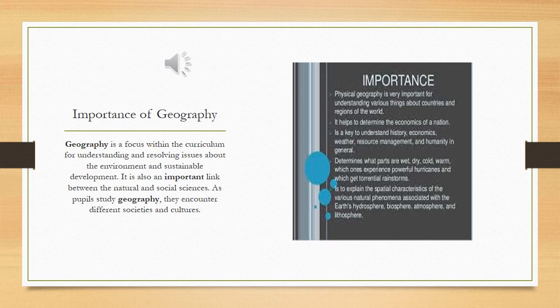The importance of geography. Geography is a focus within the curriculum for understanding and resolving issues about the environment and sustainable development. It is also an important link between nature and social sciences. As people study geography, they encounter different societies and cultures. Means, by the help of geography, we can study about the different cultures, different societies, different atmospheres of the earth.